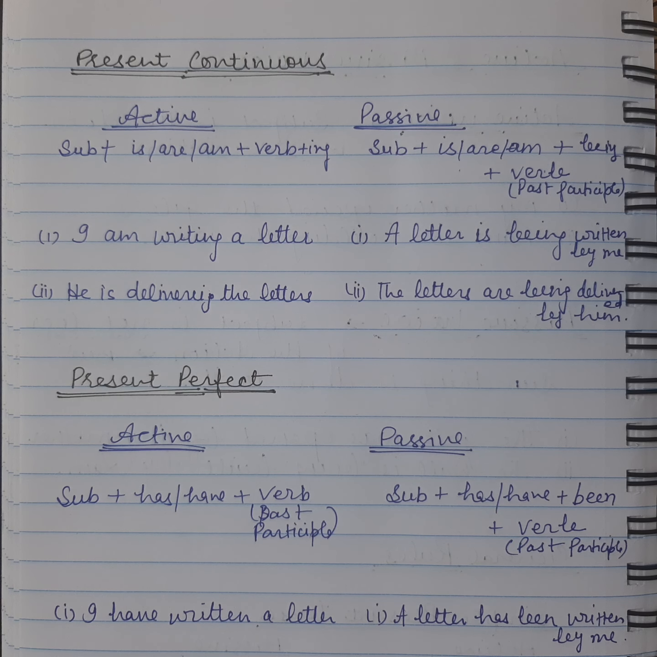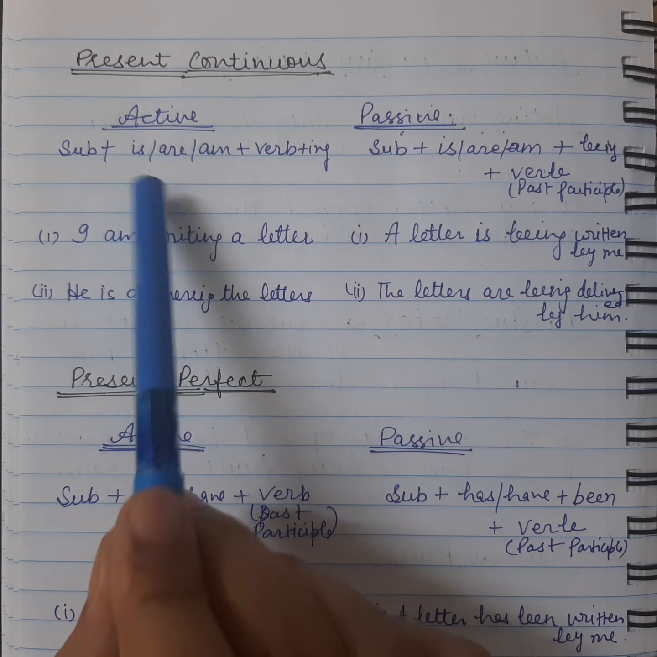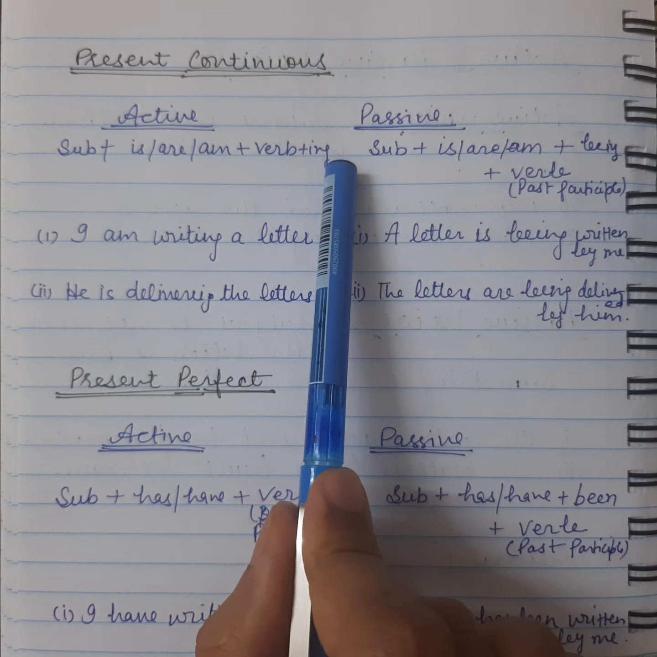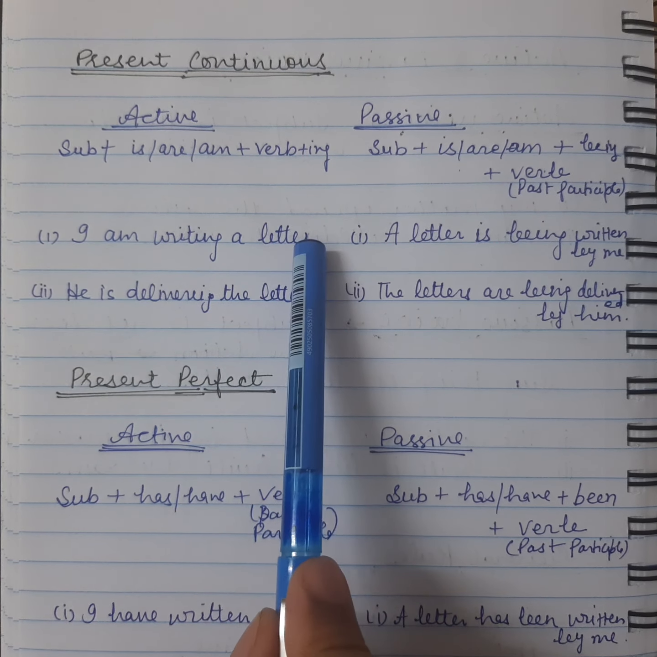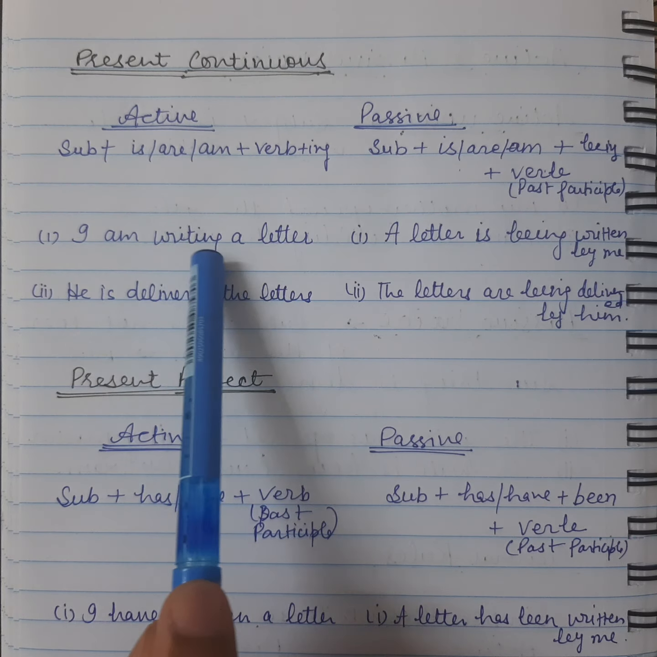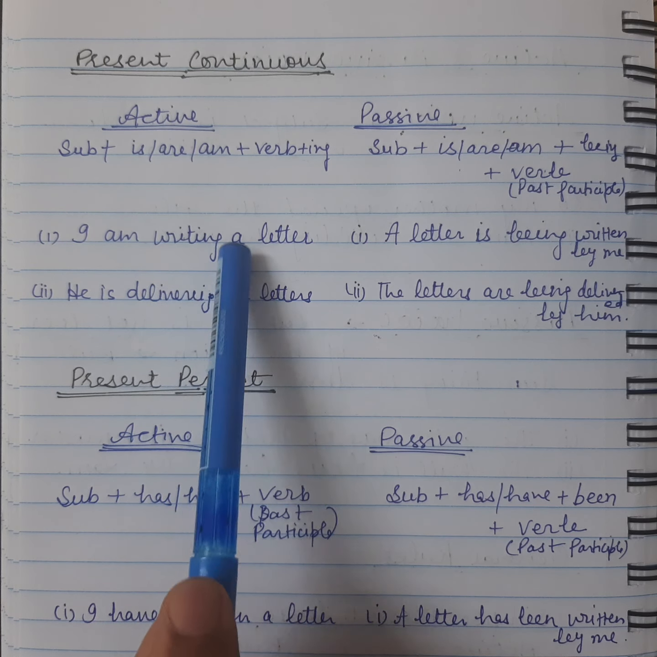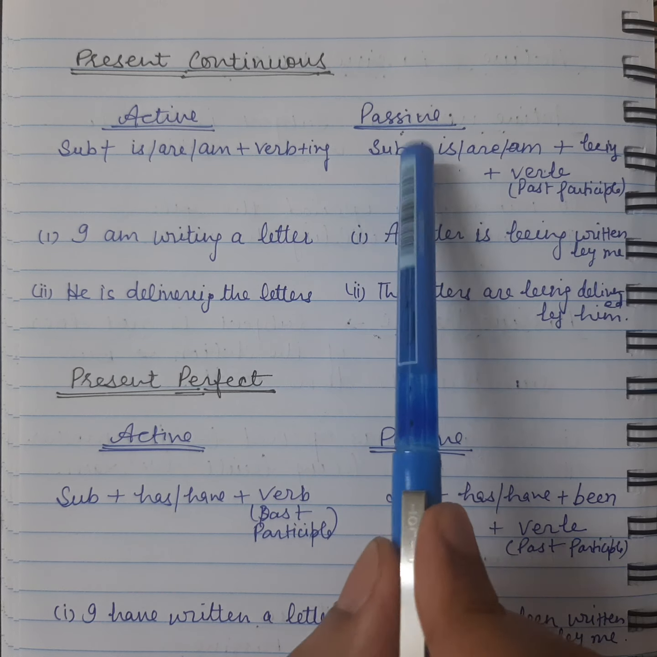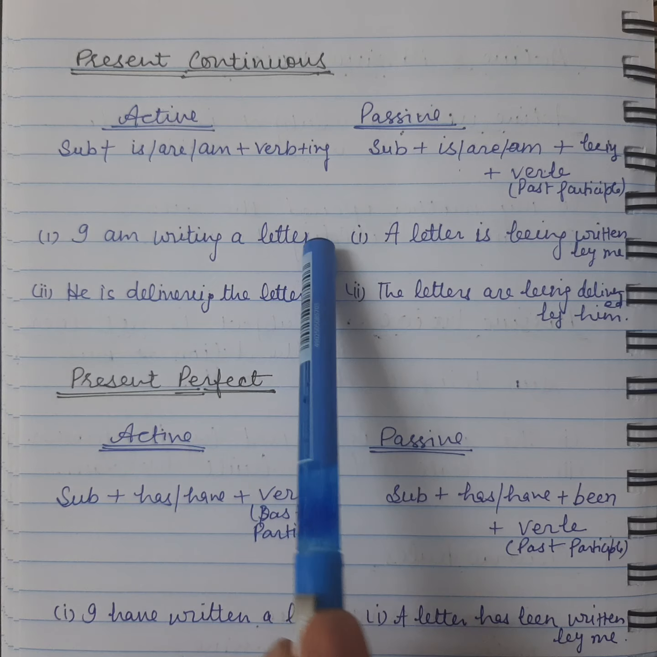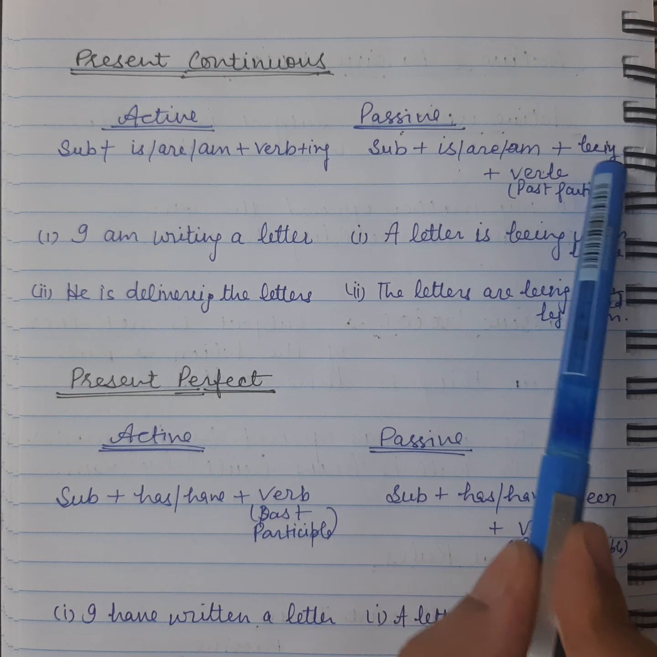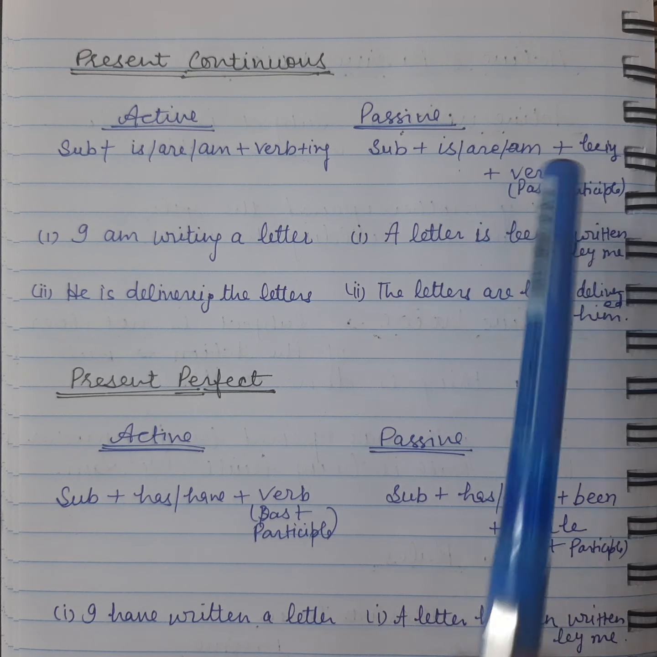So now present continuous. In present continuous we have the subject, then we have is, am, or are as per the subject, and then we have the verb plus ing. For example, I am writing a letter. So I is the subject, then am for I, and then we are adding ing to the verb write, and then the object a letter. In passive voice we have the subject, which will be the object of the active voice, then is, am, or are as per the new subject, and then being, and then the past participle of the verb.